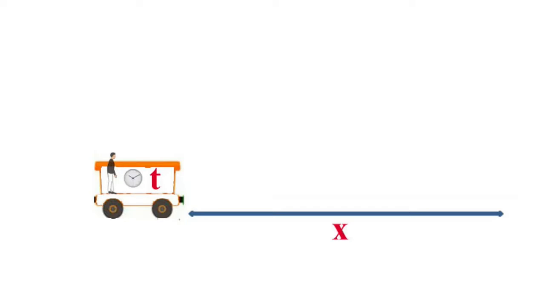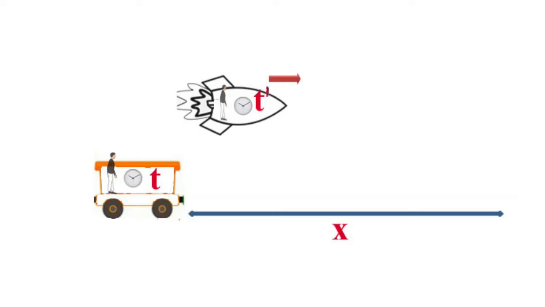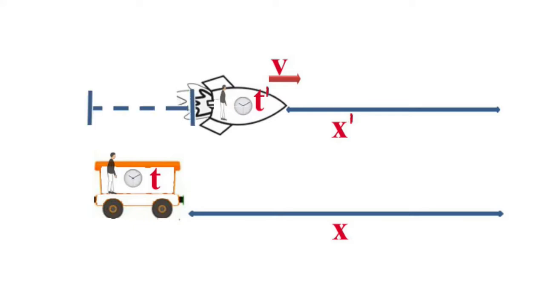Imagine a stationary object with a stationary observer who has a clock and he can measure time, which we will call t. He can also measure a certain distance, which we will call x. Imagine also a moving object, a moving observer, who can also measure time, which we will call t prime from his point of view. The object moves in that direction with velocity v. He can also measure a distance which we will call x prime. The distance moved by the object is given by v multiplied by t or t prime depending on the frame of reference.